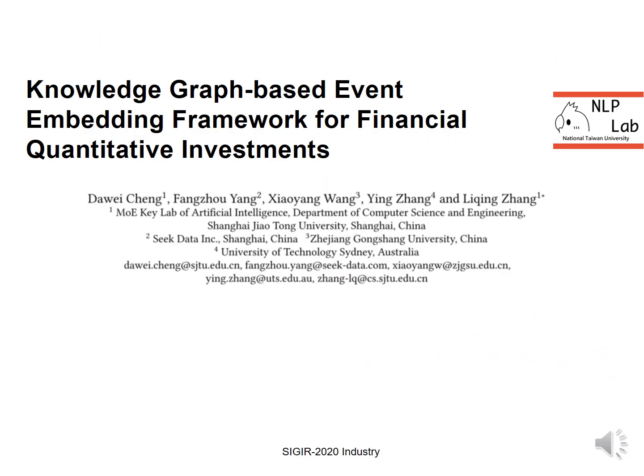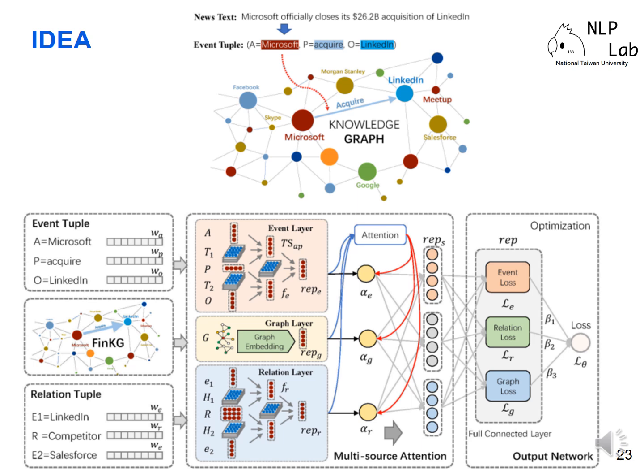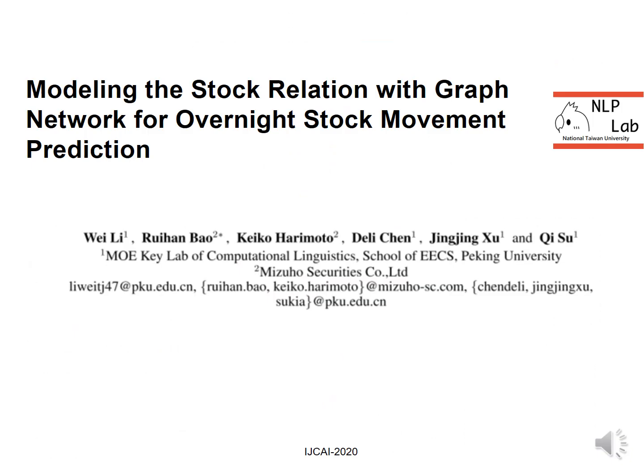This is the event-based case. In this work, they extract the events into tuples, then use the tuples to construct a knowledge graph. When new news comes in, they can enhance the model with this pre-constructed graph. This work models the stock relations with a graph network. Basically, you can find that many researchers are using a similar approach to solve the same problem.